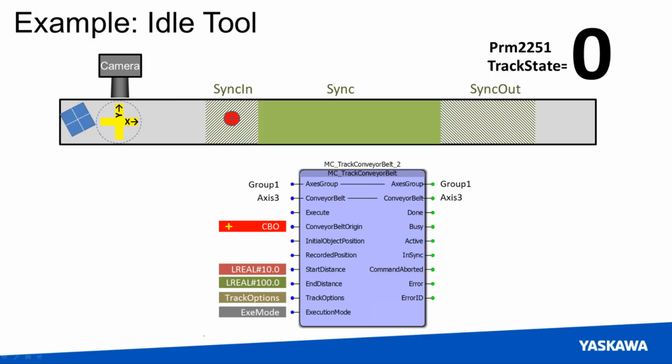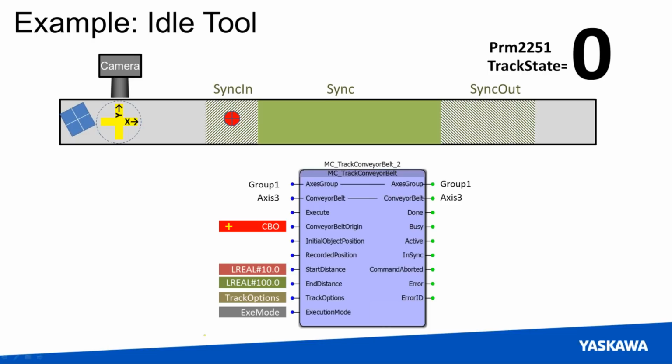In this case, because I have a camera, I'm not going to actually know what the initial object position is until that camera triggers and figures out what the initial object position is relative to the conveyor belt origin. So what we're going to see in the animation is that blue box is going to move from the left to the right, and when it crosses that conveyor belt origin, the camera is going to take a little snapshot. It's going to fill in the recorded position, it's going to fill in the initial object position, and it's going to execute MC track conveyor belt.